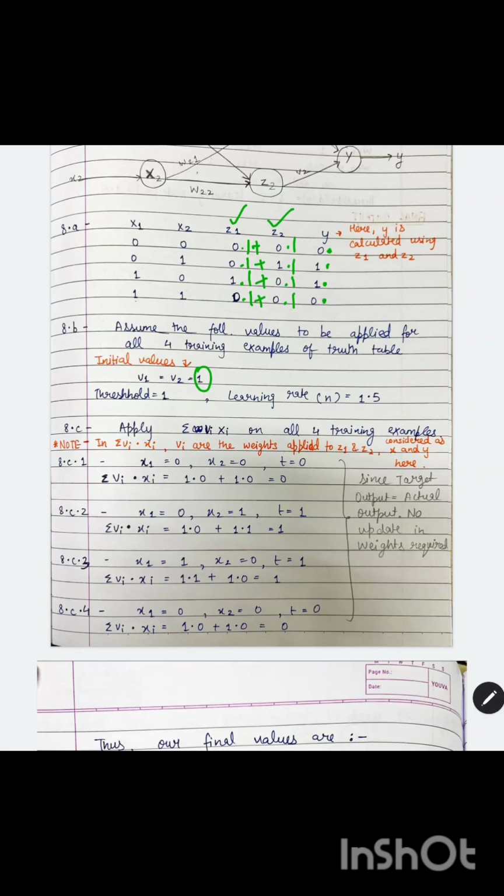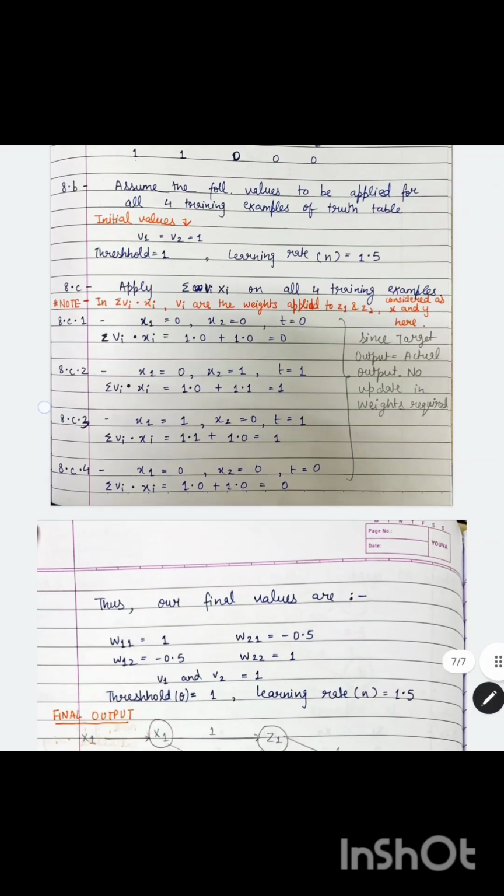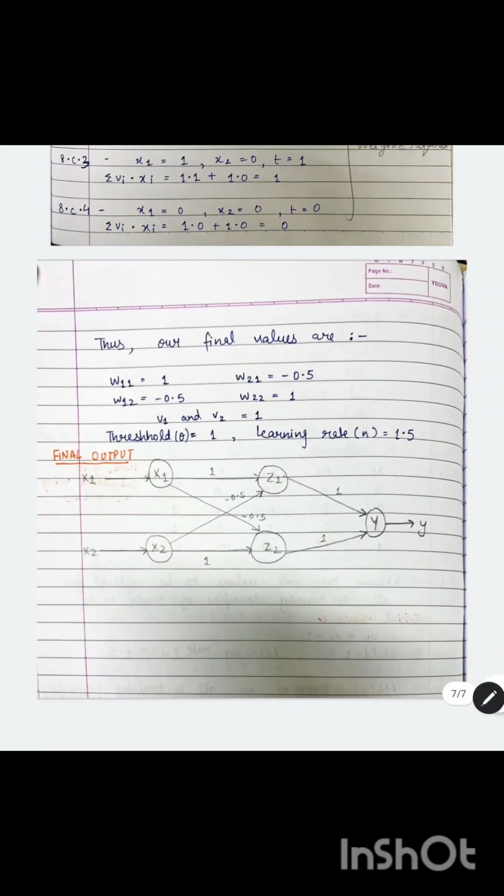Since the target output and the actual output are same for all the 4 training examples, we can conclude that the weights that we have assumed to be V1 and V2 are fine and we don't have to update them. So this is what we get as the final output.